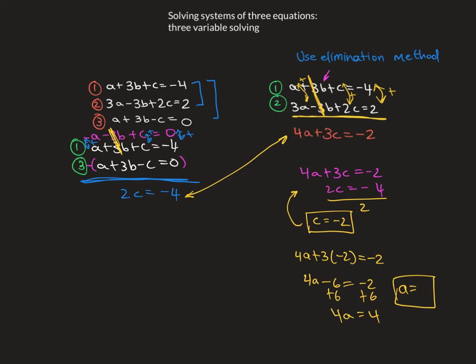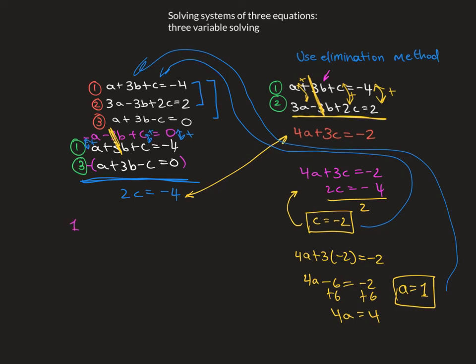So once we've got our two variables, we can take both of those variables and plug them into one of our three equations. We can choose any of them. I'll just go with equation 1. So now we just plug them in. We have a, which is 1. So 1 plus 3b plus c, which is minus 2, is equal to minus 4. 1 minus 2 is minus 1, plus 3b equals minus 4.